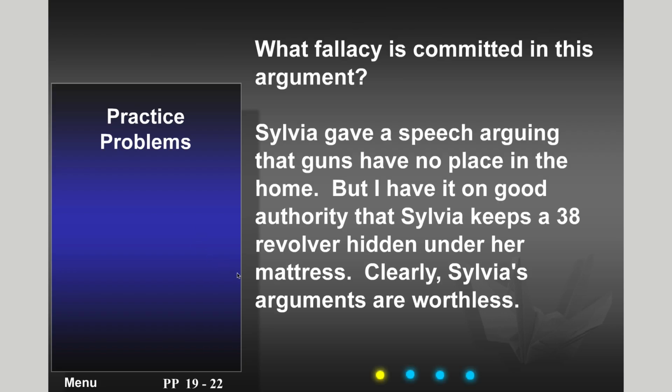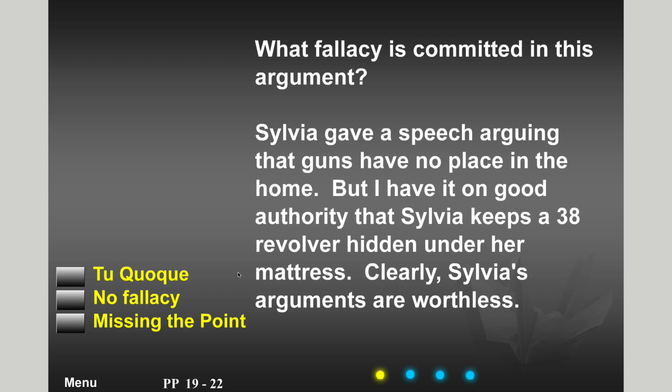So let's see what the fallacy is here. Sylvia gave a speech arguing that guns have no place in the home. But I have it on good authority that Sylvia keeps a .38 revolver hidden under her mattress. Clearly, Sylvia's arguments are worthless. Okay? What is going on here? It's basically saying that Sylvia is a hypocrite. She's arguing against having guns in the home, even as she may have one. Right? Well, hypocrisy, or charges of hypocrisy, are actually fallacious arguments. And they are the tu quoque fallacy.